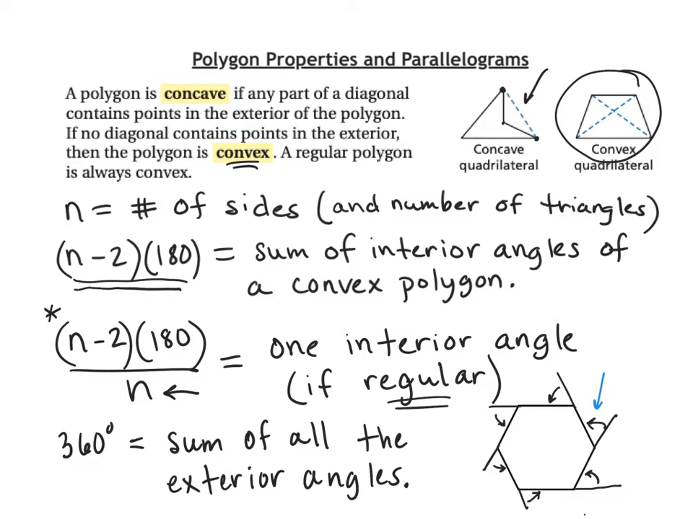So the exterior angles are when I extend a side. We talked about that with triangles. And I'm talking about one at each vertex. So as I go around and count my vertices, I'm taking one exterior angle at each vertex. If I add all those angles together, every single time I get 360 degrees. This can be useful.